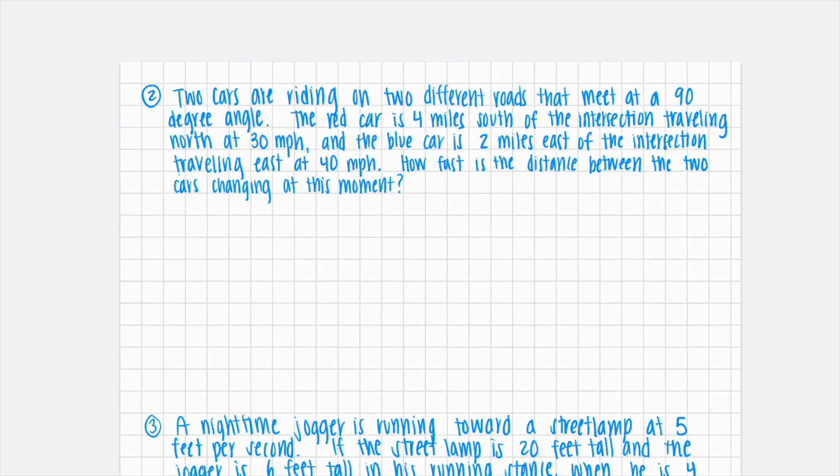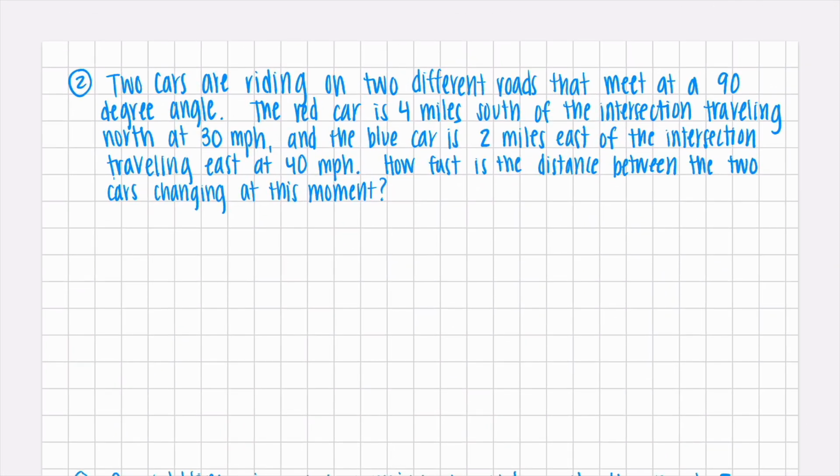We have a couple more problems. Number 2 says 2 cars are riding on 2 different roads that meet at a 90-degree angle. The red car is 4 miles south of the intersection, traveling north at 30 miles per hour. So let's say that this is your intersection. I have a car that is south, and I'm not an artist, but there's my car. And we're going to say this is the red car. It's 4 miles south of the intersection, and it is traveling north 30 miles per hour.